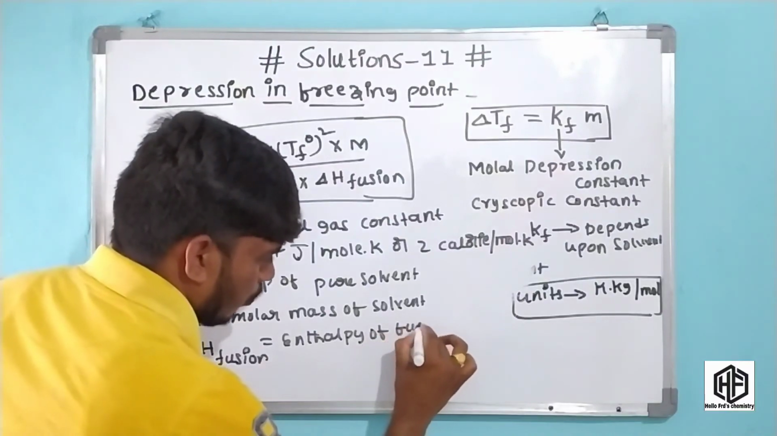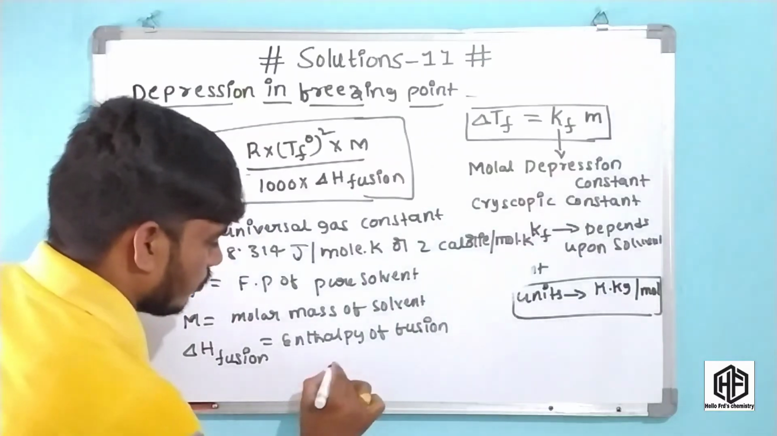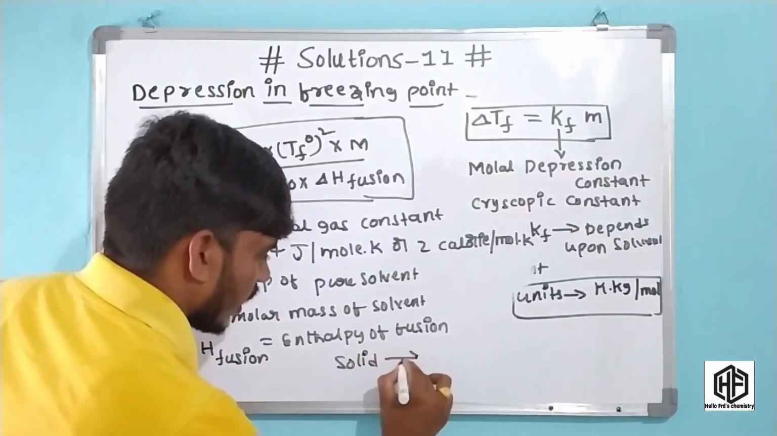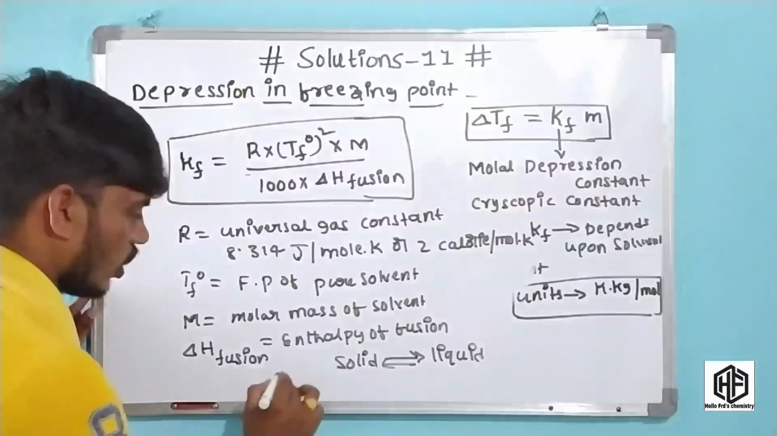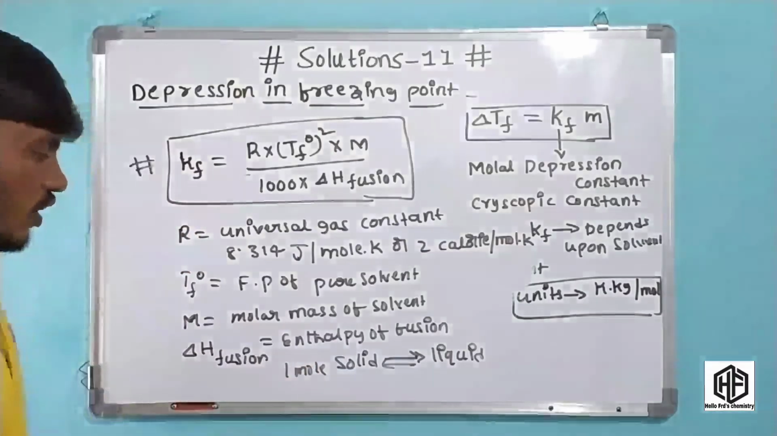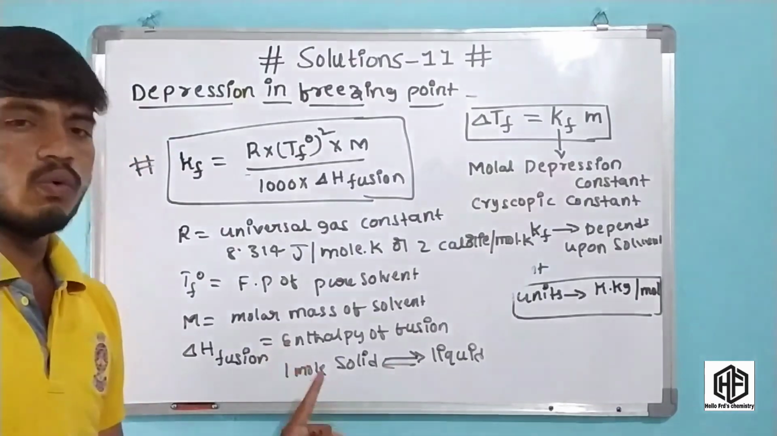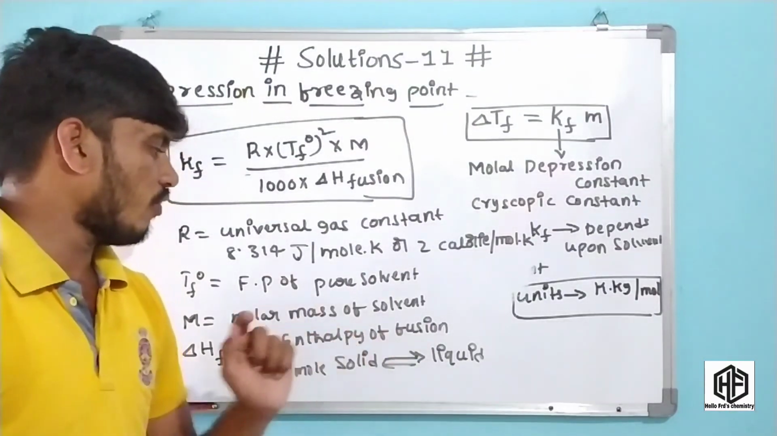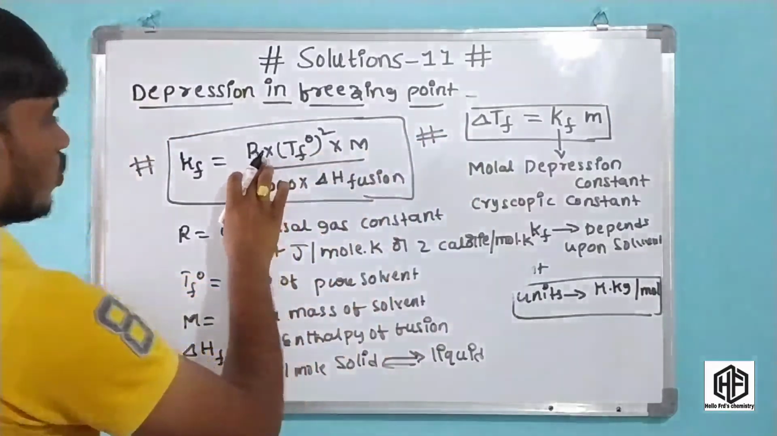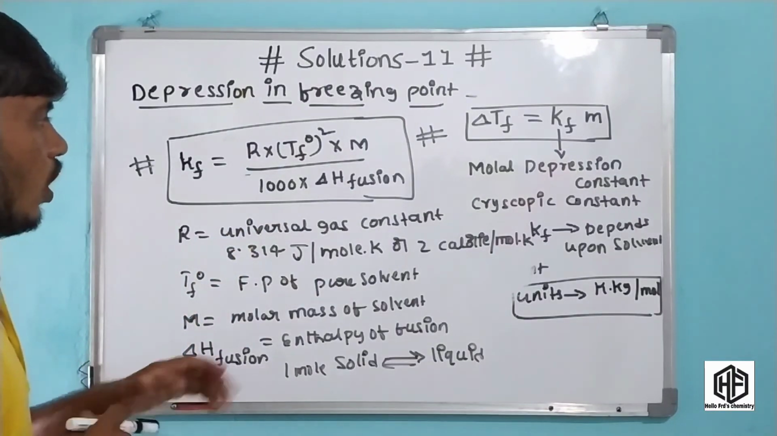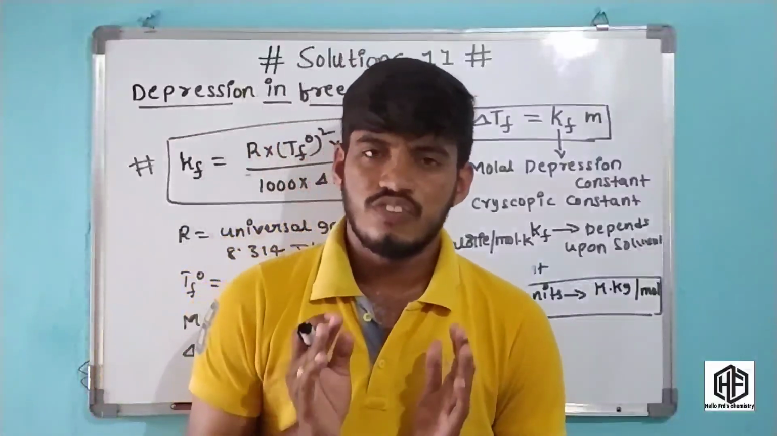ΔH fusion is the enthalpy of fusion, which means the amount of energy when 1 mole of solid is converted to liquid, or liquid is converted to solid. This is one more important formula for Kf: Kf is equal to R into Tf0 whole square into M by 1000 into ΔH fusion. This is the concept of depression in freezing point.